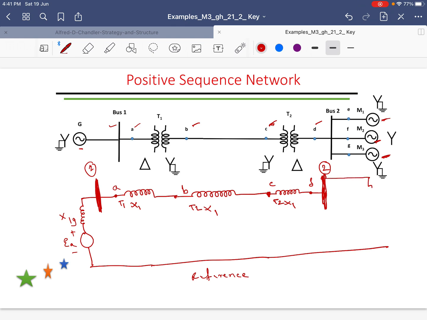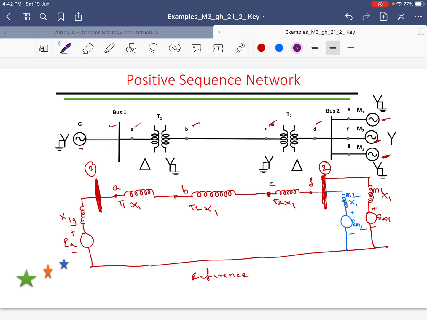That is, motor M1 is represented by its positive sequence reactance and its voltage, which I will call EM1, that is connected to reference. This is X1 of motor 1. Then second, I will draw the second motor from the same bus, and I have a reactance and a source of voltage for the second motor. This is your EM2 and it is X1 of M2.